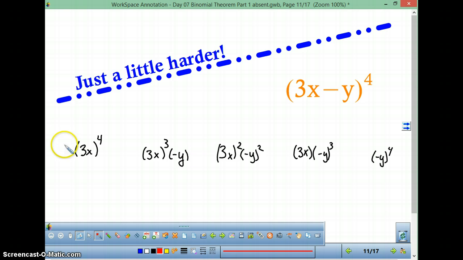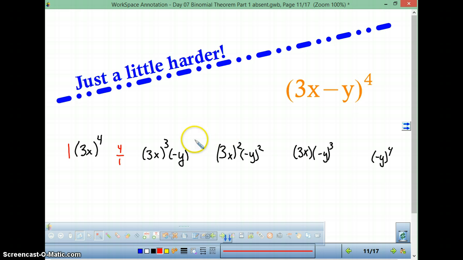Okay. Let's put the coefficients in. This one's going to be 1. This one's going to be 4 over 1. How did you know it was 4? It's because we're taking it to the 4th power. How about here? I put a plus sign. This is going to be 4 times 3 over 2 times 1. How about here? 4 times 3 times 2 over 3 times 2 times 1. Let's do 4 times 3 times 2 times 1 over 4 times 3 times 2 times 1.